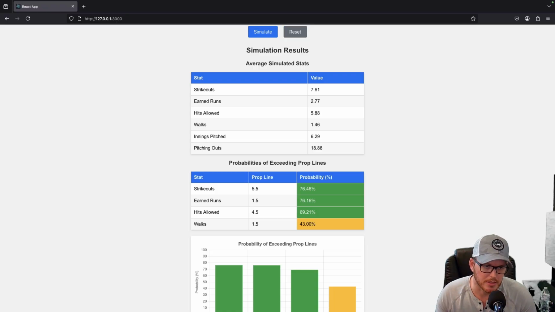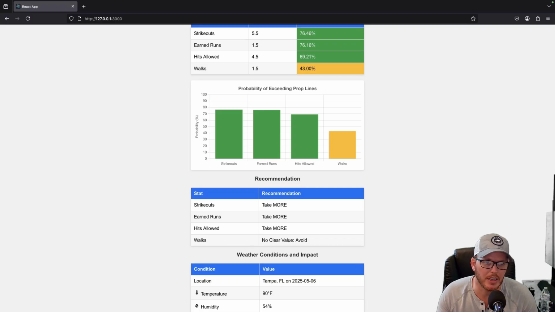All of these are goblins. They don't have normal lines for him. So the strikeout at 5.5 is what we are going to be looking at. You can see the recommendations. You would take more. So you'd want to find the best payout. I personally like the strikeouts.